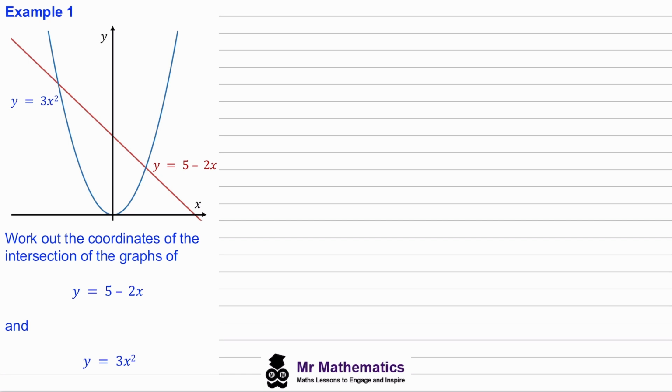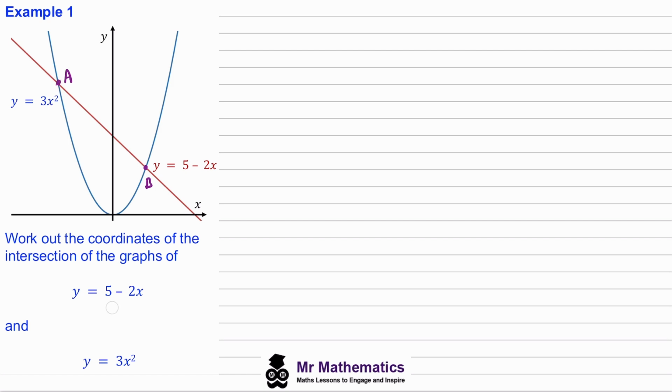In example 1, we're given the graph of y equals 3x squared and the straight line y equals 5 minus 2x. And we can see that they intersect at 2 points. So when we solve these equations simultaneously, what we're finding is the coordinates of these intersections. So we'll label this one as point A, and we'll label this as point B, because you can see at each of these points, the values of x and y are the same for both graphs.